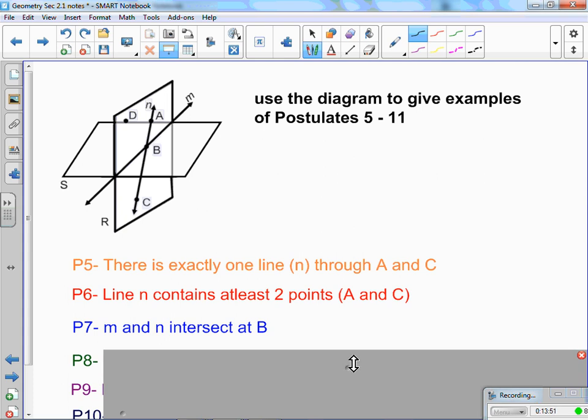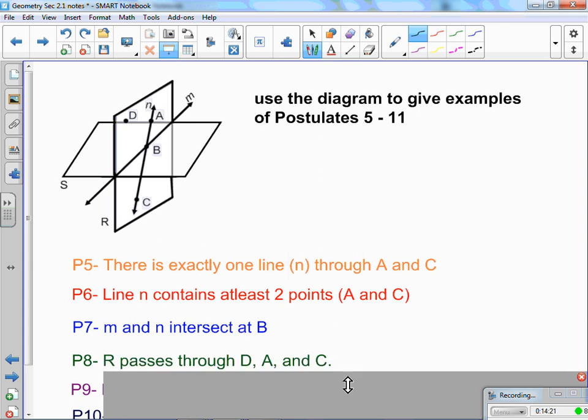And postulate 8: through any 3 non-collinear points, there exists exactly one plane. So 3 non-collinear points. A, B, and C are all on the same line, so they're collinear. So we have to include D. We're talking about 3 non-collinear points. And so this is plane R. So we can say that R passes through 3 points, D, A, and C. Or we could say D, A, and B, as long as we put D in there, because that's the only one that's not on the line.